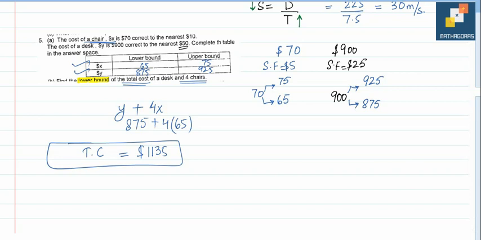I hope that you have the idea of limits of accuracy, how we are finding the scale factor, the upper bound and the lower bound. It is not a difficult topic, it's an easy one. So moving on to the next part, I hope that you have noted down the solution in your copy.